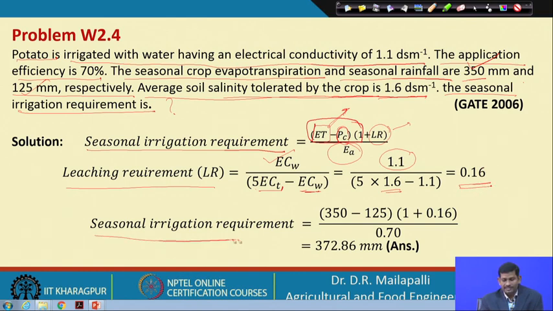So the seasonal irrigation requirement, using this equation: 350 is ET and 125 is effective rainfall. Then the difference is the irrigation amount you have to apply for the crop and for the leachate requirement. So the total amount of irrigation water you need to apply is 372.86 mm.